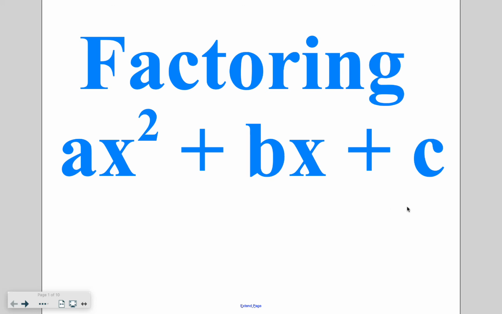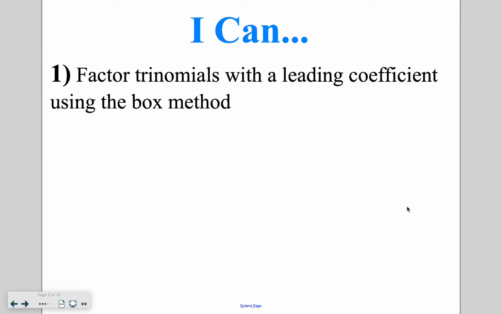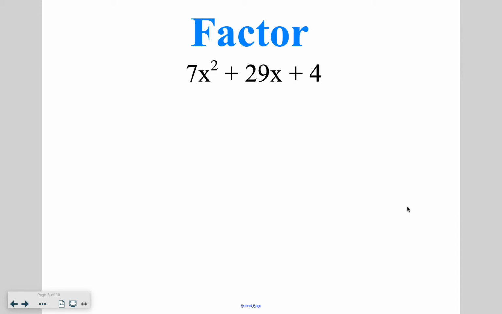Hello class, and welcome to today's algebra lesson, which is about factoring quadratics ax squared plus bx plus c. By the end of today's lesson, you'll be able to factor trinomials with a leading coefficient, once again using our box method.